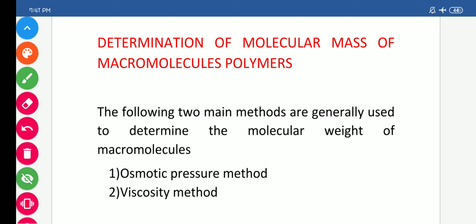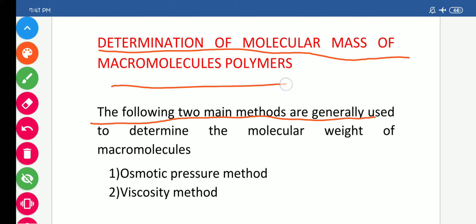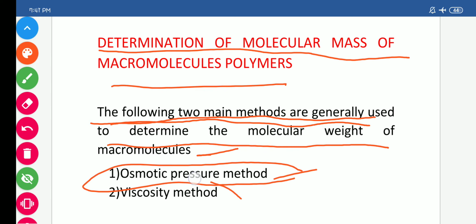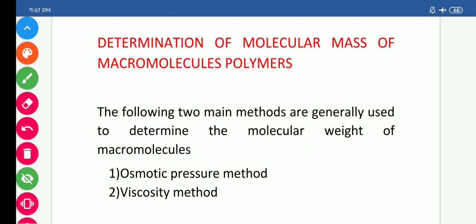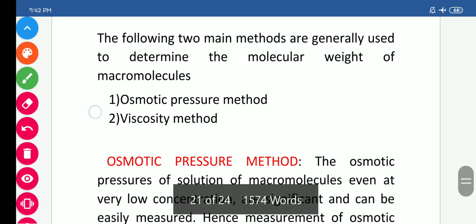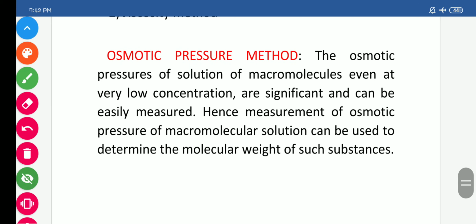There are two methods for the determination of molecular mass of macromolecules or polymers. There are two main methods generally used to determine the molecular weight of macromolecules. One is the osmotic pressure method and the other one is the viscosity method. In this video I am going to teach you about the osmotic pressure method, how we use osmometry to determine the molecular weight of the macromolecules. Let's move ahead. That is the osmotic pressure method.